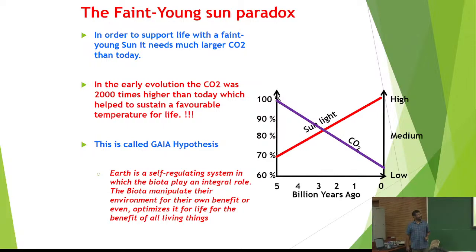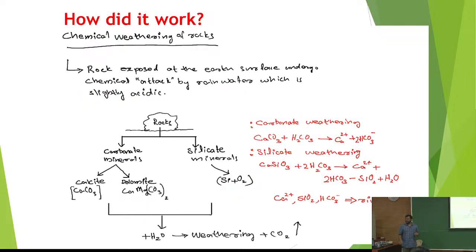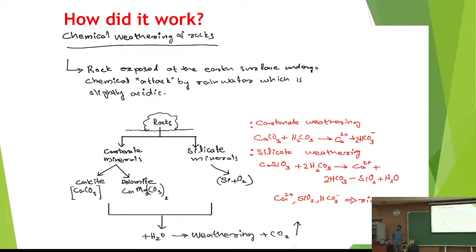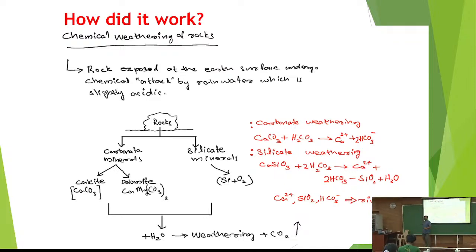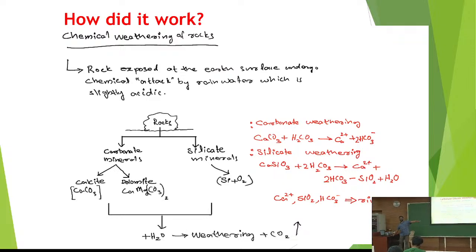How did it work? Chemical weathering of rocks, a simple mechanism. Rocks are basically calcite, dolomites and silicate minerals. So the rocks are under attack by rain, and rain weathers the rocks and can draw down carbon dioxide, okay, and the rain brings these weathered ions to the ocean, such as calcium, silicon dioxide, carbonate, bicarbonate, etc. And why is it important? Because within the ocean this is what happens.